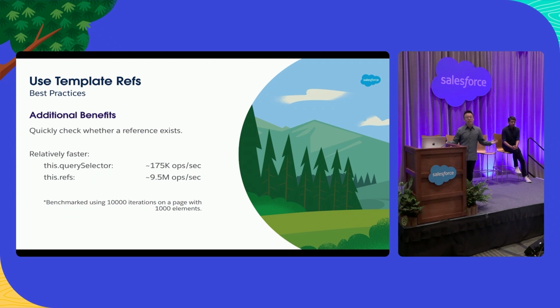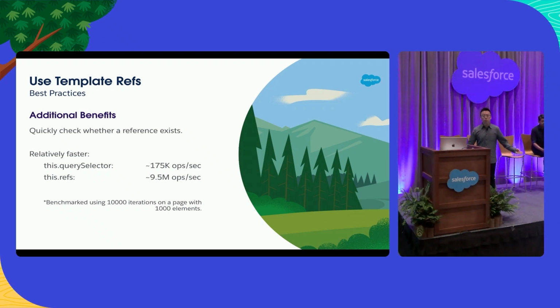This is a minor change because I don't expect most of your use cases are going to involve 10,000 iterations of query selector happening all at once. But in case you are working with high performance applications, it's something good to know, and it's a good practice: use template refs instead of query selectors if and when you can.